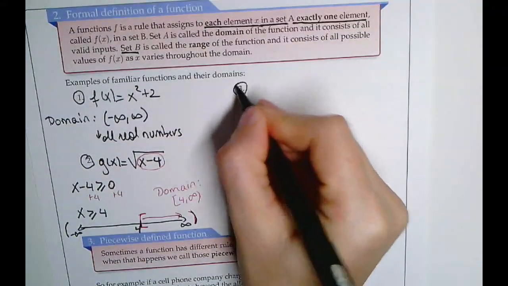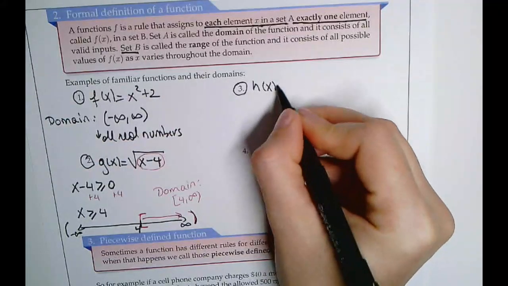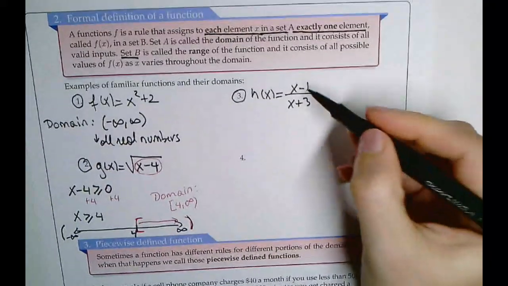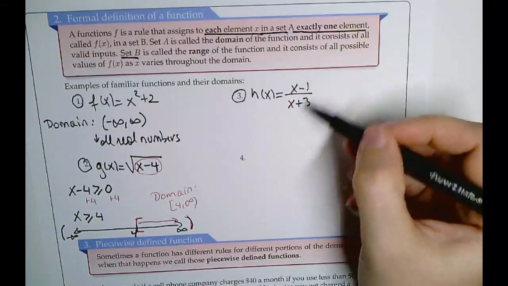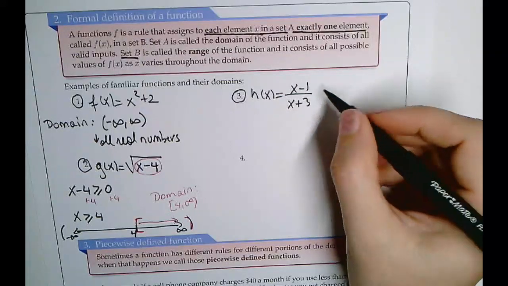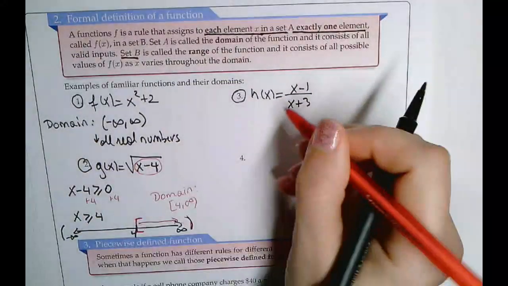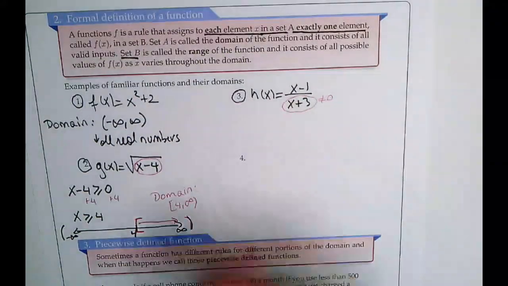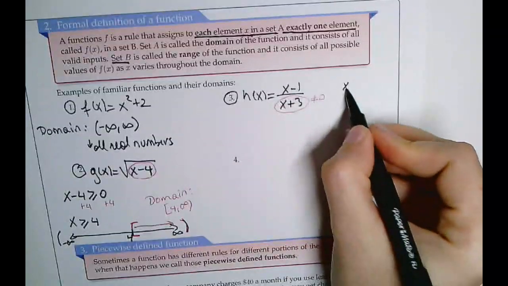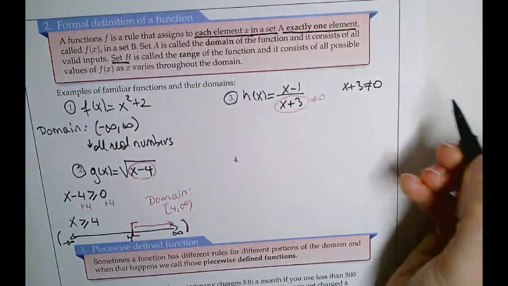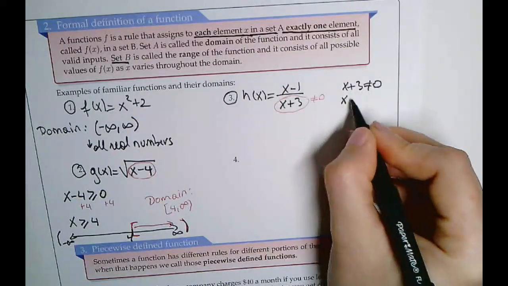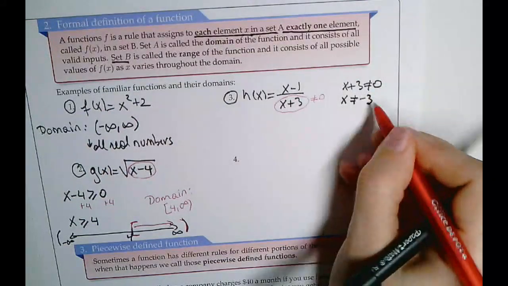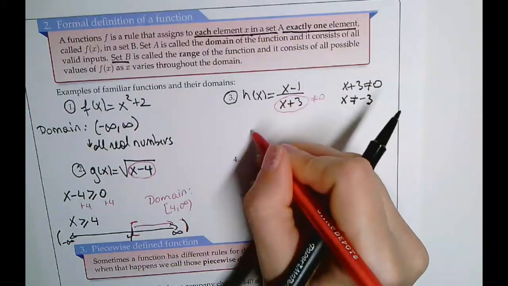All right, let's look at another function. Let's call this one h of x, and it's x minus 1 over x plus 3. This is an example of a rational function because we have a ratio, and we know that we can't divide by 0. Okay, so this means that this whole denominator cannot be equal to 0. So from that condition, we get that x plus 3 cannot be equal to 0. If I subtract 3 from both sides, I get that x cannot be equal to -3.